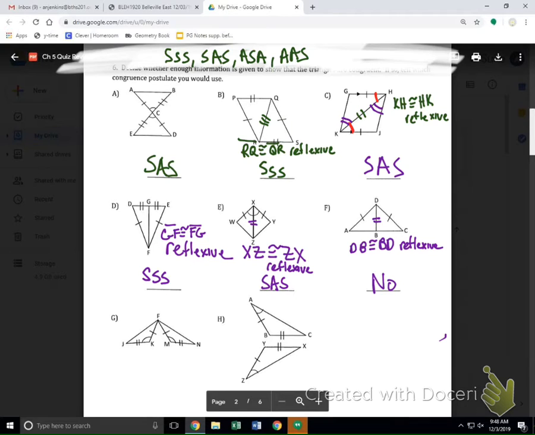Okay, after that, we're going to go on to this one down here. You have a congruent side, a congruent angle, and a congruent side. Which one is this going to have to be?